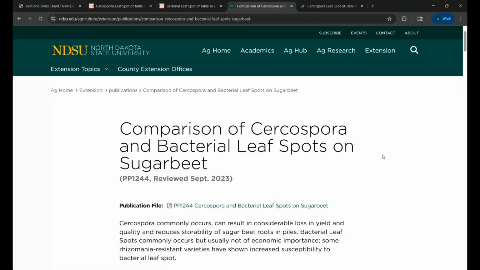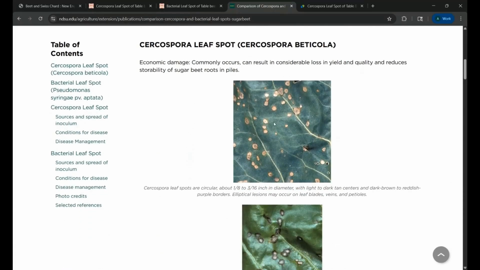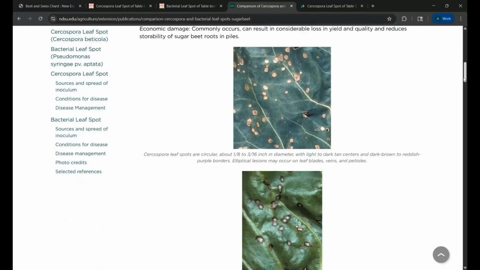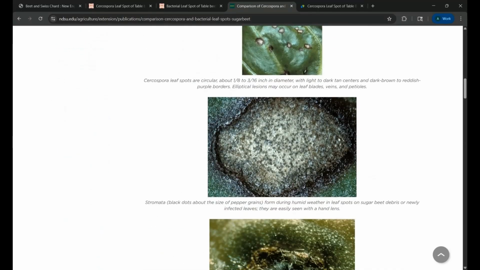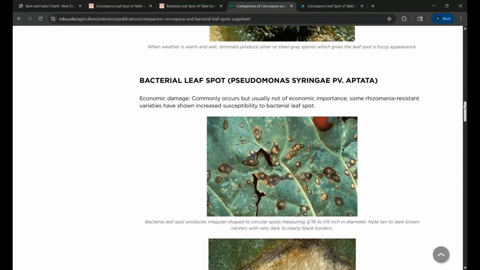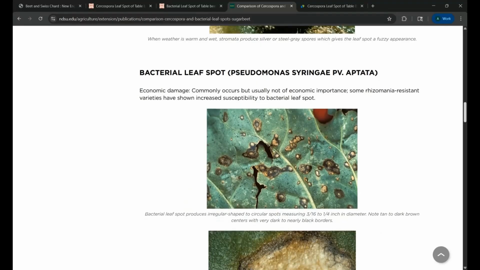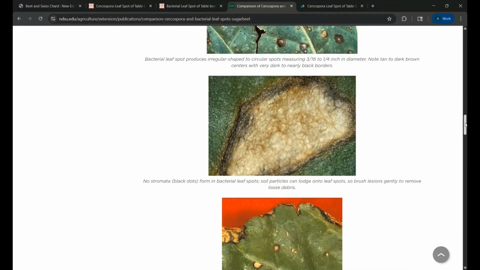I found another one. This is in sugar beets, but you're going to have some similar patterns. Cercospora leaf spot, these round lesions with tan centers and red marks, these black things. When you zoom in, that's a fungal pathogen. And here's bacterial leaf spot. Again, it's kind of hard to see the difference when they're young, but if you zoom in, you're going to have that dry brown surface without the black spots that you'll see on the fungal pathogen.